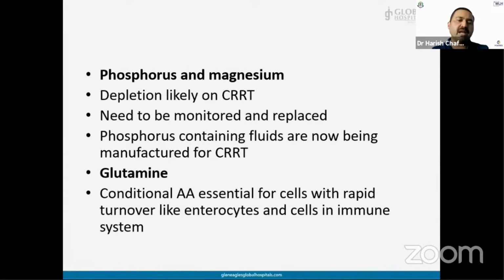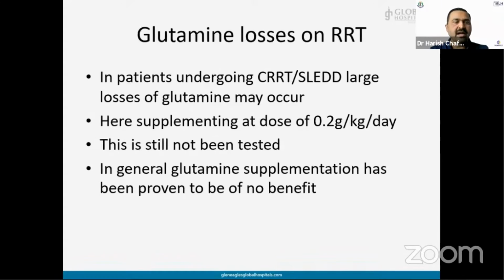Glutamine is a conditional amino acid essential for cells with rapid turnover like enterocytes and cells in the immune system. It definitely forms a part of the immune nutrition that needs to be considered. And glutamine losses occur on RRT. In patients undergoing CRRT or SLED, large losses of glutamine may occur, and here supplementing a dose of 0.2 grams per kg per day is what is recommended.